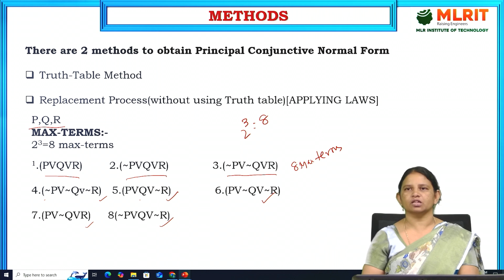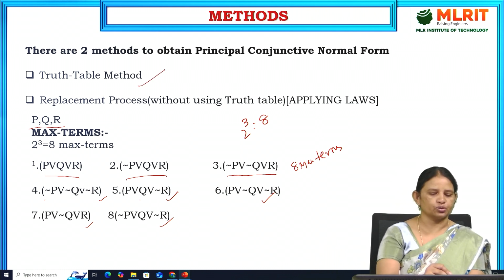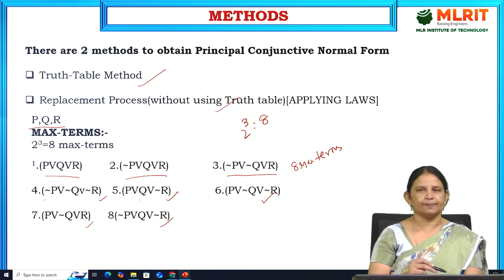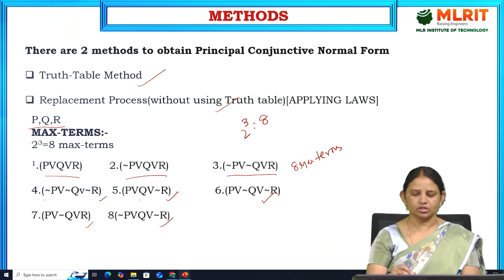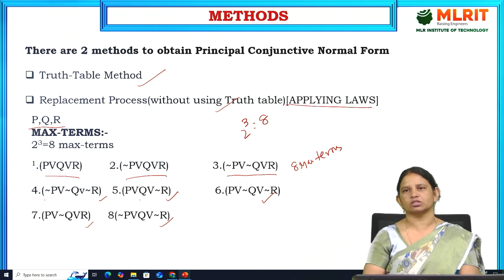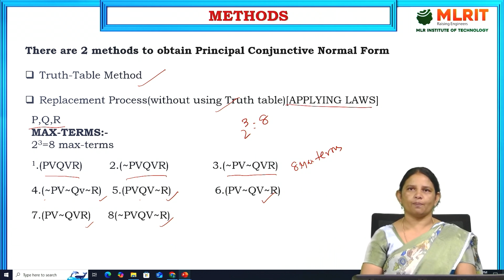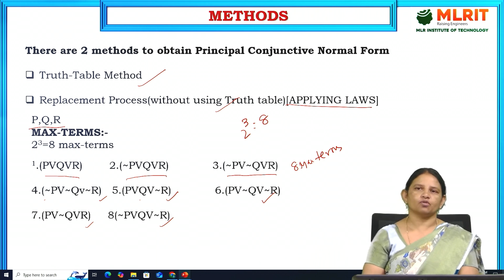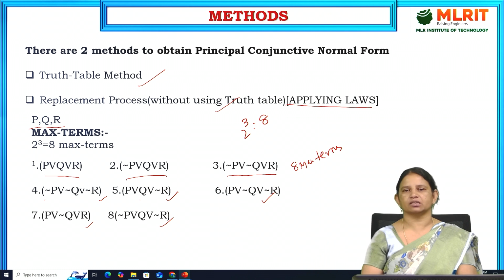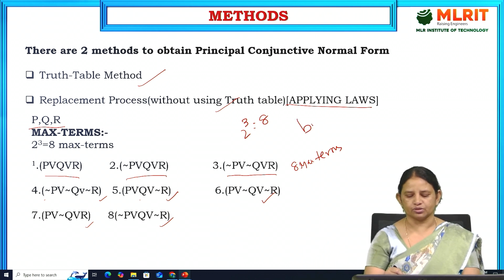There are 2 methods to find the principal conjunctive normal form. The first method is the truth table method. The second one is the replacement process. In the replacement process, we are not going to construct the truth table, but we can verify with the help of the truth table whether the solution is correct or not. By using laws, that may be equivalence laws or identity laws, we apply the laws to get the required format of PCNF. In the truth table method, we are going to construct the truth table by using connectives.